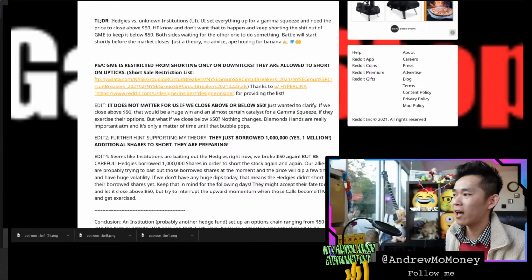Too long, didn't read. Hedgies versus unknown institutions. A UI set up everything for a gamma squeeze and needed the price to close above 50. Hedge funds know, don't want that to happen, and keep shorting the poop out of it to keep it below $50. Both sides waiting for each other to do something. Battle starts after market closes.